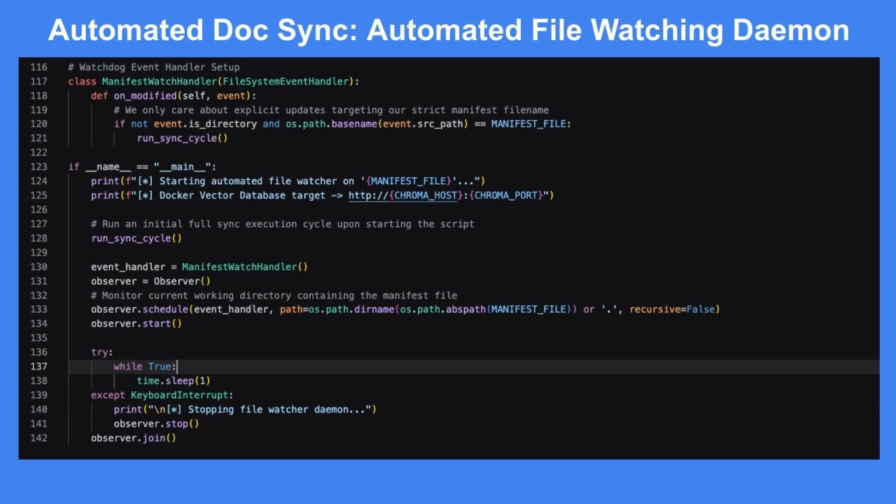Event interception implements a watchdog system loop that monitors your working directory. It completely ignores general directory changes and specifically fires only when manifest.json is modified and saved. Continuous execution runs an initial sync pass upon script startup to catch any missed updates, then initializes a non-blocking background observer daemon to monitor the file system indefinitely until a manual exit, Ctrl+C, is signaled.